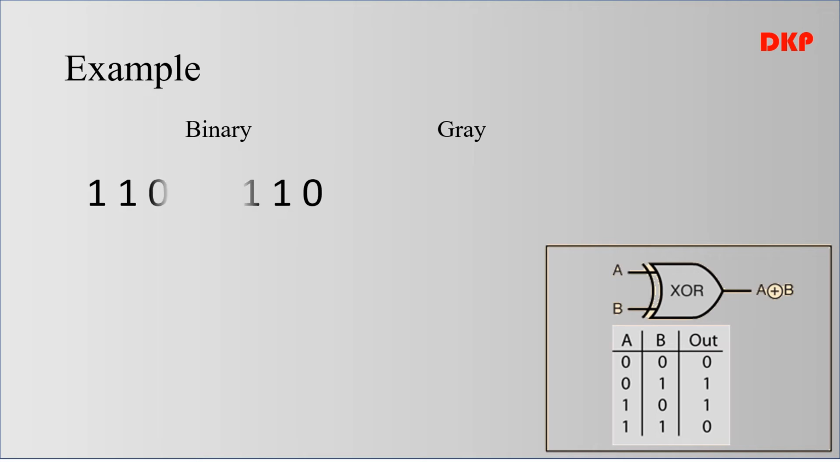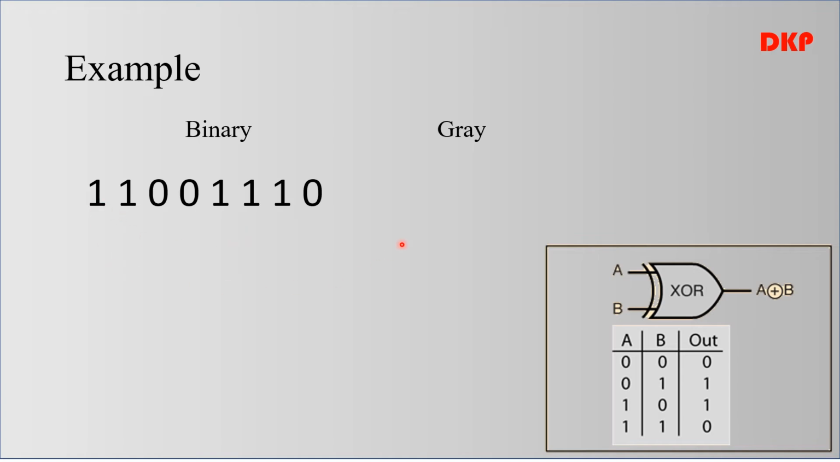Let us do an example. Convert the given binary number to a gray code. So this is the given binary number, 11001110. 8 bits are there in this number. You have to convert this binary to gray code.